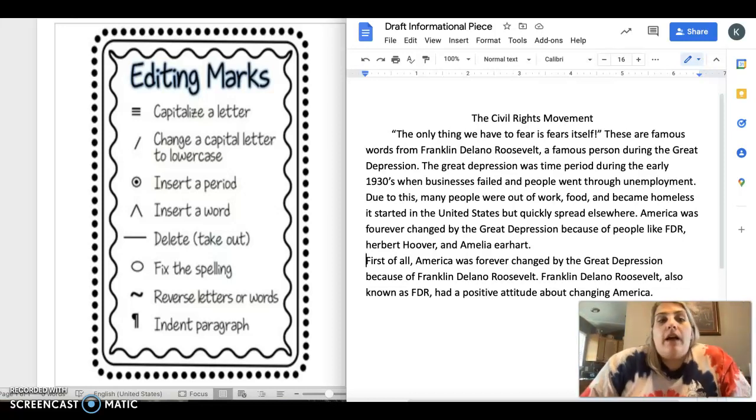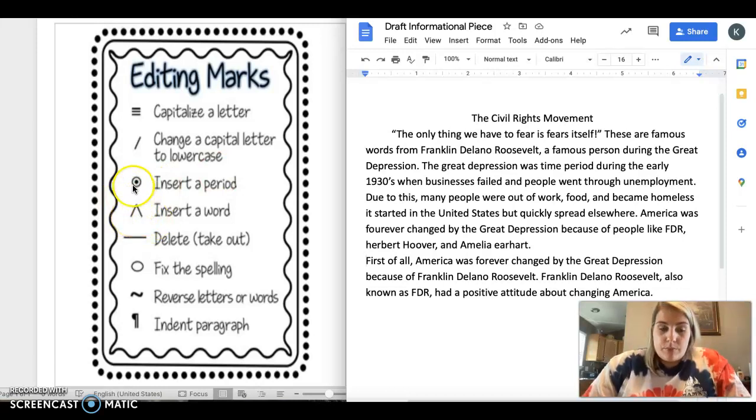So, editing, there are different marks that you can use whenever you are editing. The 3 lines means capitalize a letter, so any letters that you think need to be capitalized, you'll put 3 lines underneath it. Change a capital to a lowercase, you just put a backslash. A period with a circle around it, that means you need to insert a period. Some people have left out periods whenever they are typing, and that's just the case that you need to put a circle with a dot in it, knowing that your friend needs to put a period there.